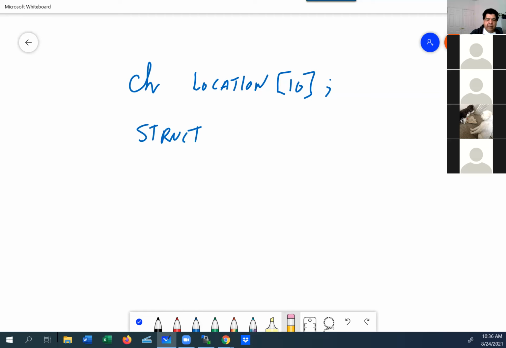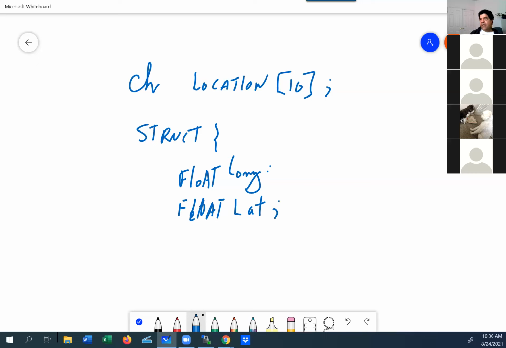So it's a struct, and my struct, let's say we are doing a GPS, so it's got a long, and this is a float, and then lat. So we have two floats. One tells us the longitude, one tells us the latitude. And most of you guys are familiar with that. If you're not, just do a map and click on a map and get the longitude and latitude. And those two numbers tell you exactly where you are on Earth.